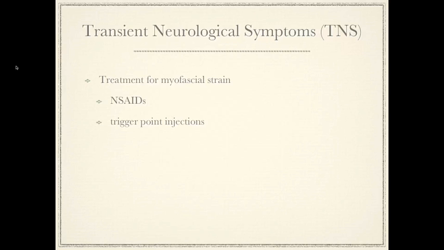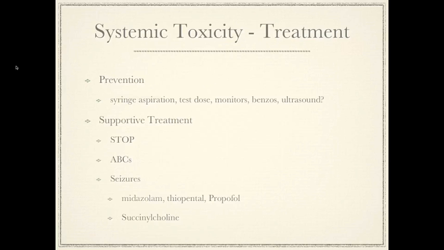So there's really no treatment for the neurological symptoms. However, you can treat the myofascial strain just with NSAIDs or trigger point injections. So the best way to treat systemic toxicity is with prevention. Really, whenever you're giving a peripheral nerve block or epidural spinal, you need to aspirate. Make sure you're not in a vein.